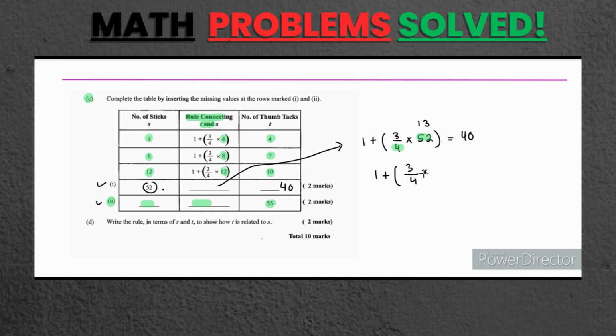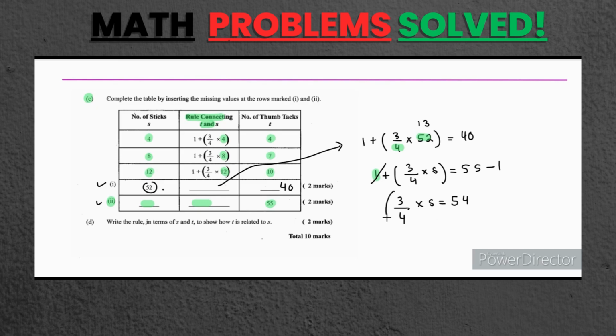Times S, this time S is unknown to us, so we will write S here. This is S, right? Equals to, but the value of T is given to us, that is 55. Then what will we do? We will move this one to the other side or get rid of this one. We have to subtract 1 here, right? So it will become 3 over 4 times S equals to 54, right?